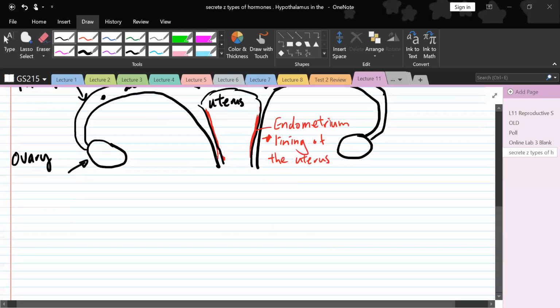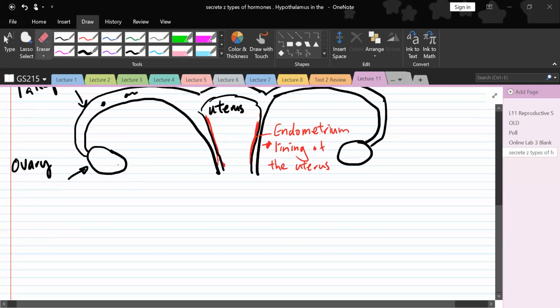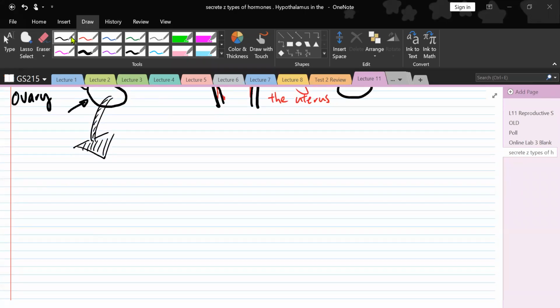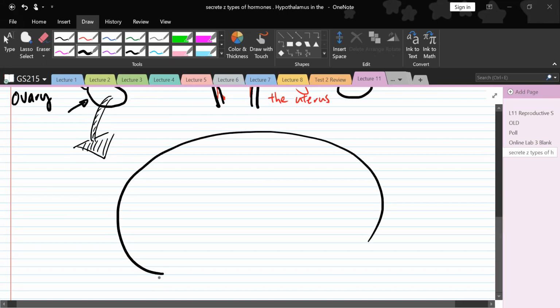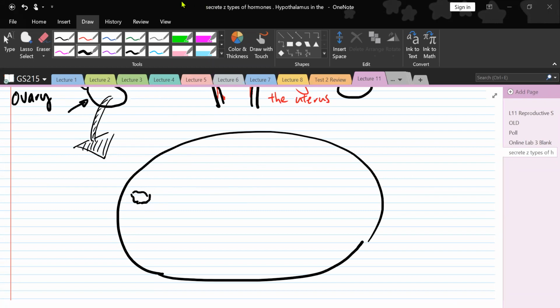Okay, so that's that. So now we're gonna take the ovary and we are going to take a look at what's happening inside the ovary. All right. So here is the ovary. That's bigger, zoomed in. So in the ovaries, both of them, but I'm just gonna draw one of them. There is going to be a follicle. In fact, there are many follicles.